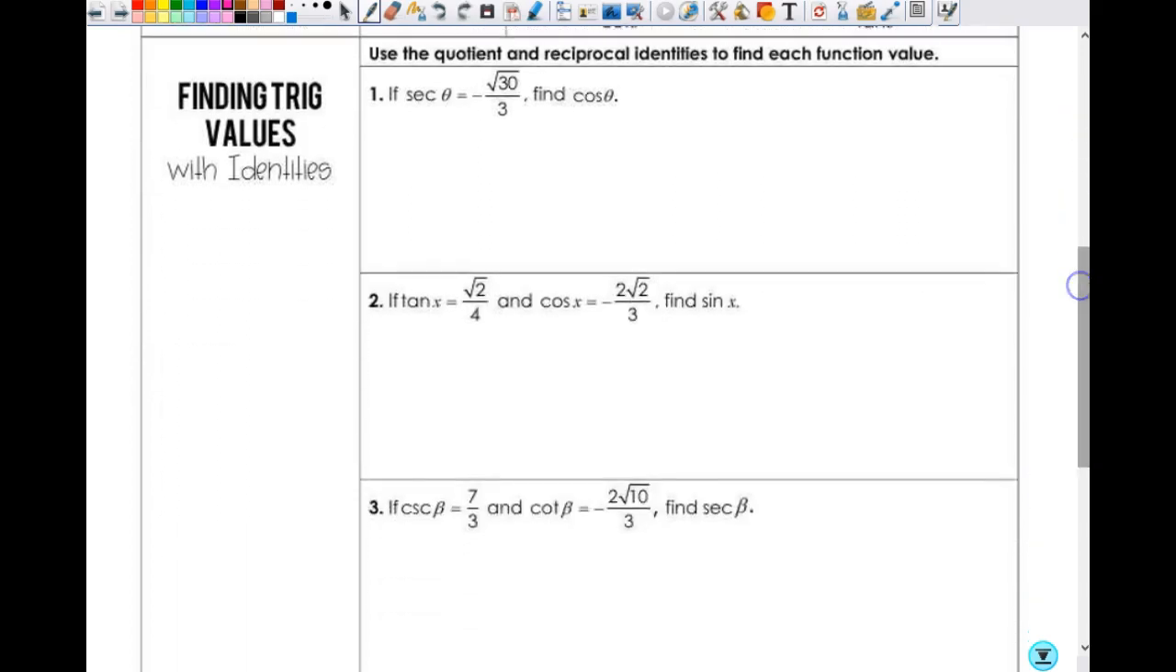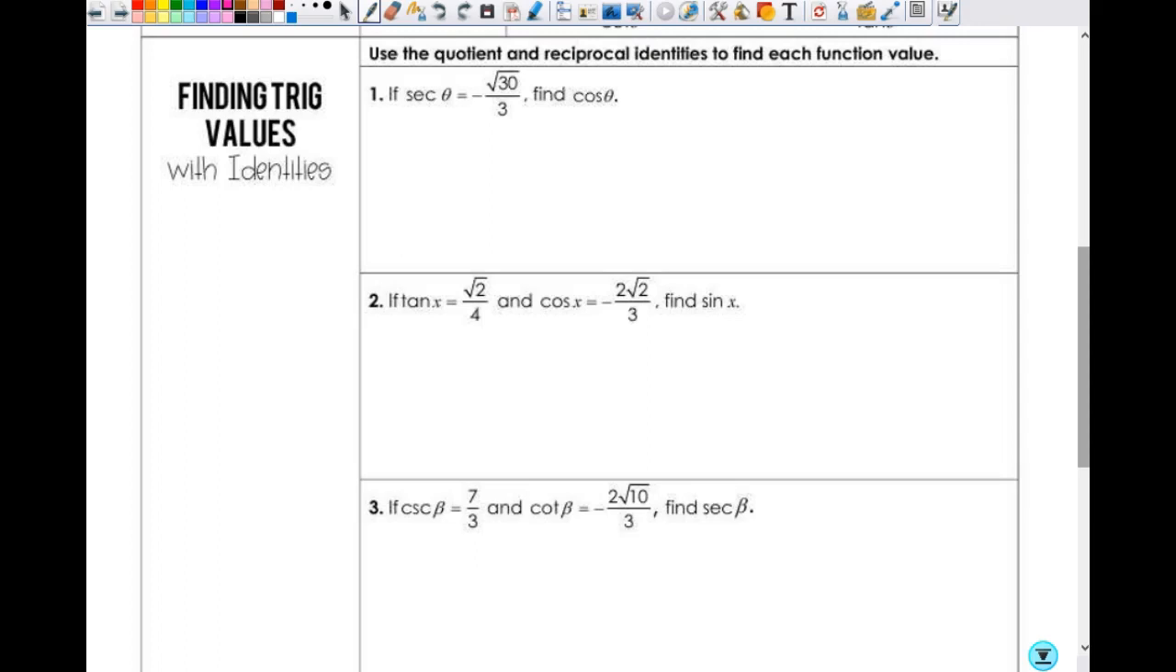So this says use the quotient and reciprocal identities. Here's the key: there are other ways to solve some of these, but we have to do it by what it says on this first round through. That's to make sure we understand how to do this, and then later on you get to decide how you would handle it. Plus the way it's asking us to do it is actually going to be a little bit easier than what we might already have done with this stuff. So we're going to use the quotient and reciprocal identities to find each function value.